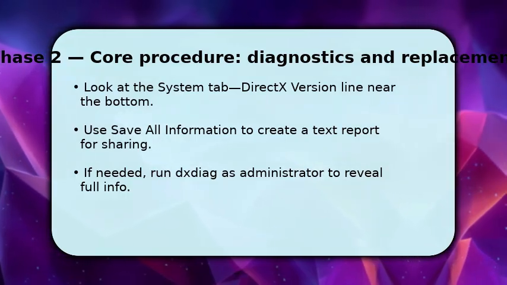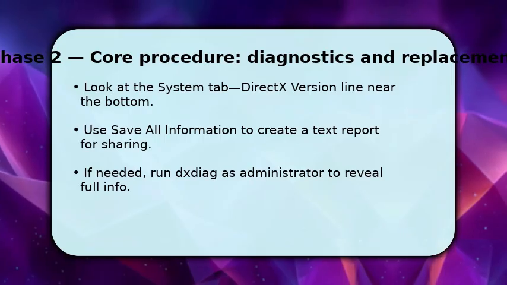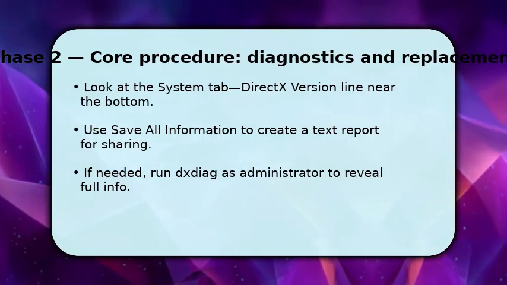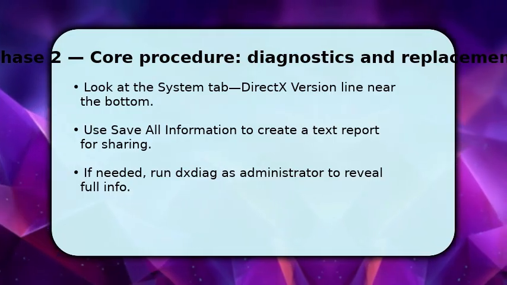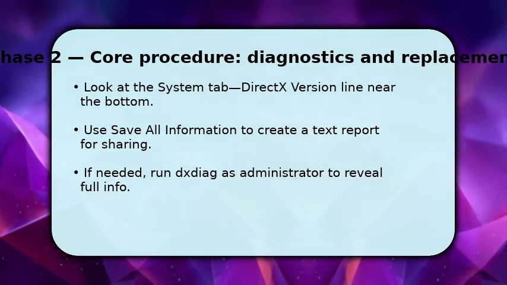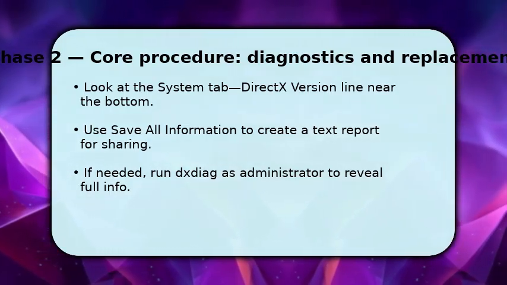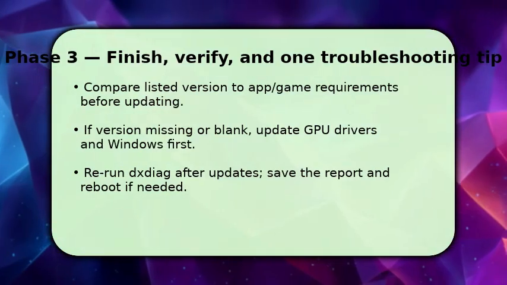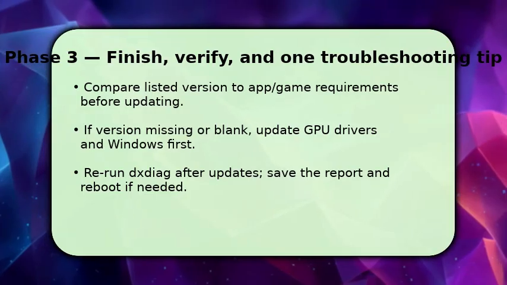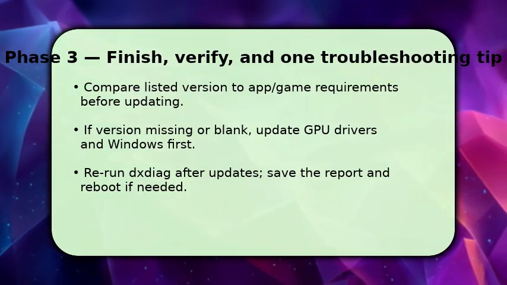If you need a record, click Save All Information and save the TXT file. It includes the same version line and driver details. If the tool seems limited, rerun using Run as Administrator, so nothing is hidden, and make sure to read the Save tab. To finish, compare the DirectX line to the software requirements and proceed accordingly. No other tool is more authoritative.